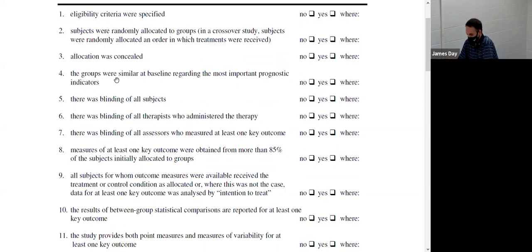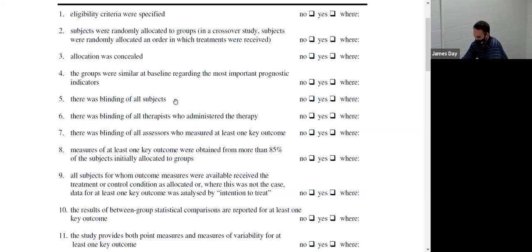Blinding, we talked about blinding, and if there was ever a critique of the PEDro score, and this is just one method of doing it, it's the most common that I've seen in the literature, so that's why we do it. But if there was any critique of the score, it's the fact that 3 of these are all blinding. So 3 of the 10 points are all based on blinding. So if blinding's not possible, then the score is automatically going to go down.